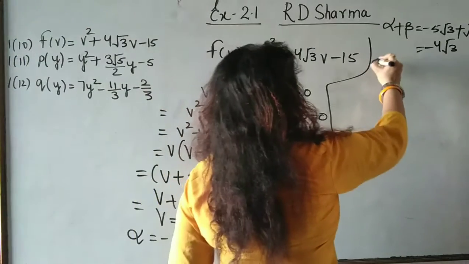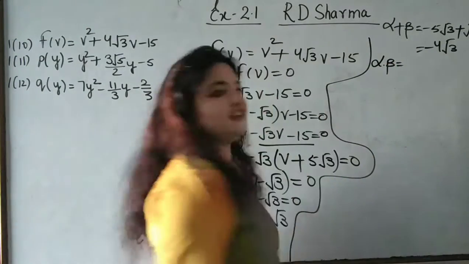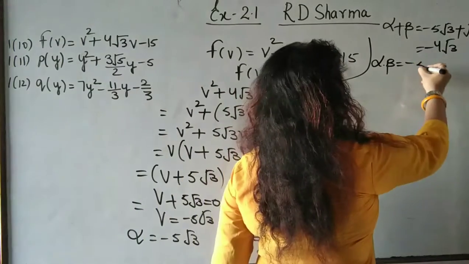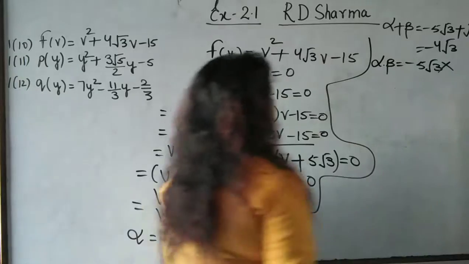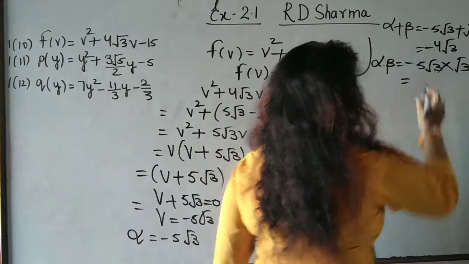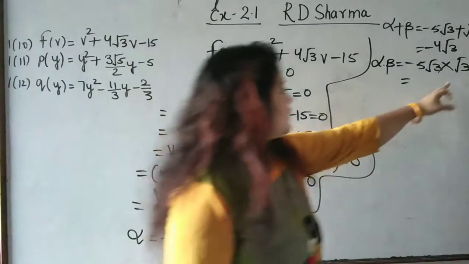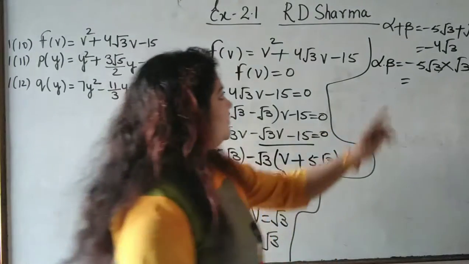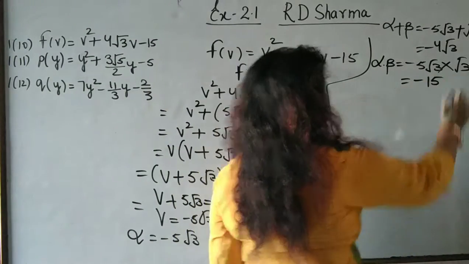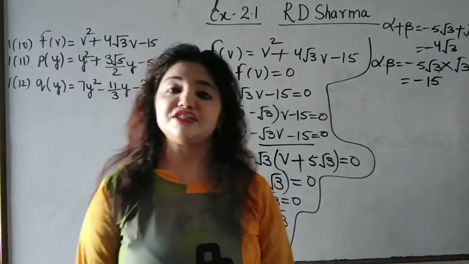And now what about alpha into beta? Alpha into beta. Alpha is -5 √3 into beta. Beta is √3. So √3 into √3, that is 3. 3 into 5, 15. Minus sign is there, so we will write -15. Okay. Now what's the next step?